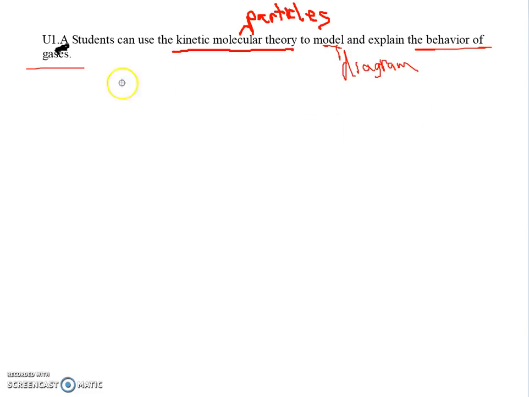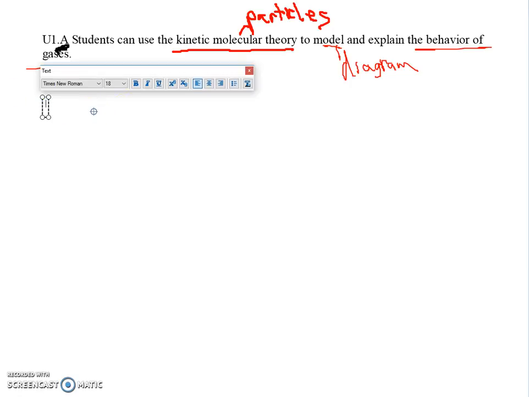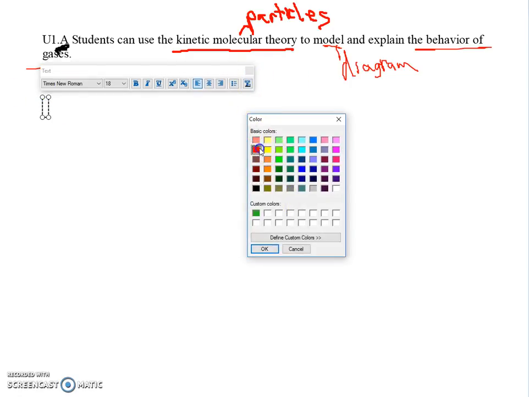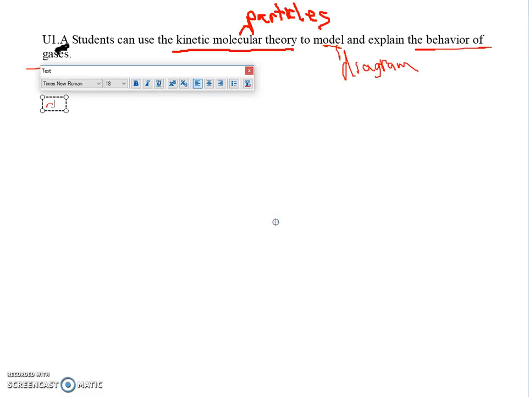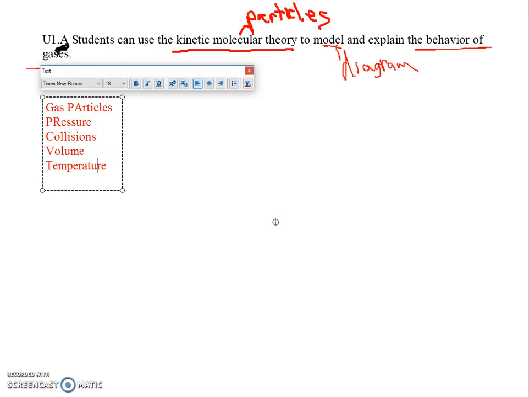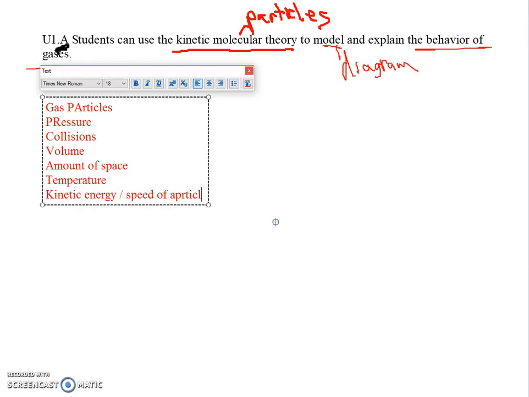So first off, let's just make sure you know the vocab words that I would expect you to. Of course, gas particles. You want to be able to discuss the main variables, pressure, volume, and temperature. And you want to discuss what goes along with that. So for instance, pressure, you always want to talk about collisions. Volume is the amount of space. Temperature, you want to talk about kinetic energy and the speed of particles.